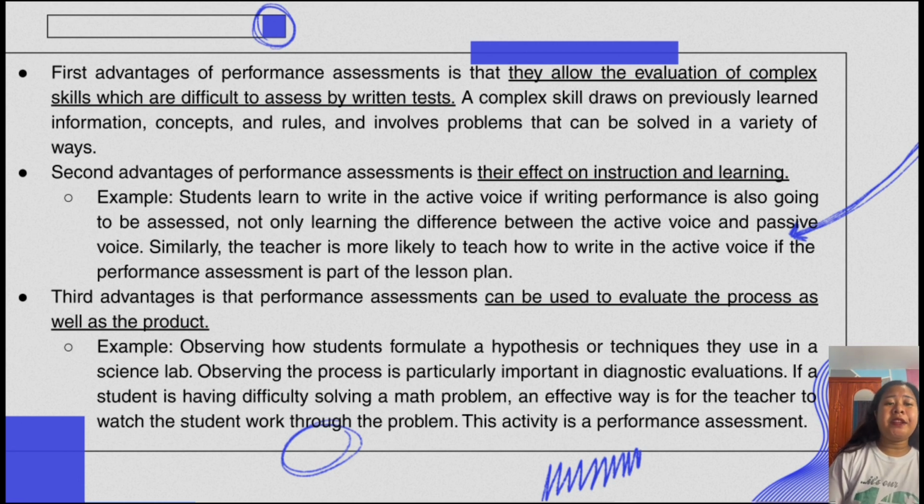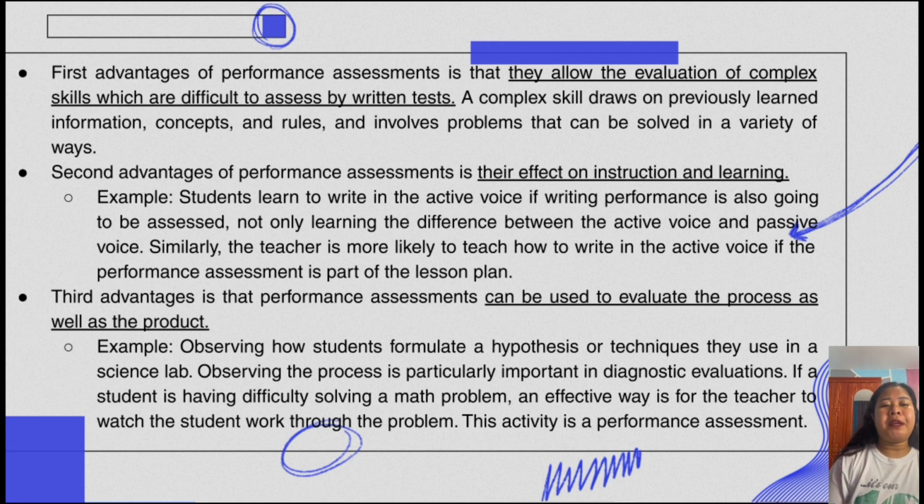And lastly, the third advantage is that performance assessment can be used to evaluate the process as well as the product. Whereas written tests focus on the product that results from performing the task, the focus of performance assessment is often the process students use to get the product. For example, when observing how students formulate a hypothesis or the techniques they use in a science lab.